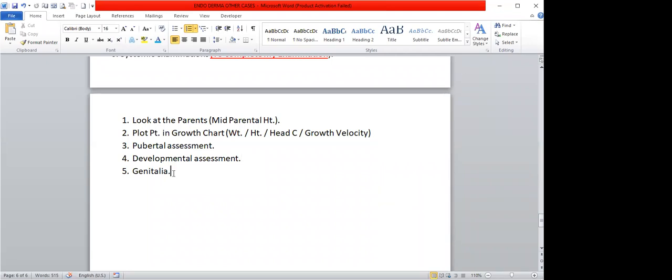And now, not the least, this is genitalia. What genital abnormalities may be associated with this, or what is the significance of mentioning genitalia in short stature? Can anybody suggest? There can be hypogonadism sometimes, like Prader-Willi. Prader-Willi, and Turner. Turner, yes. Hypopituitarism.